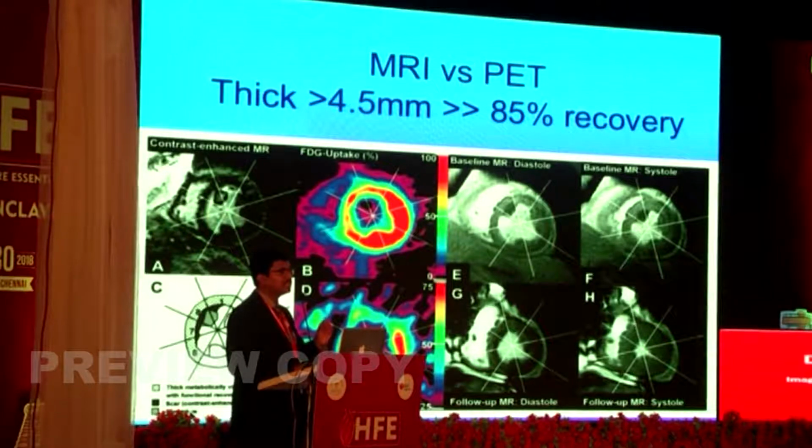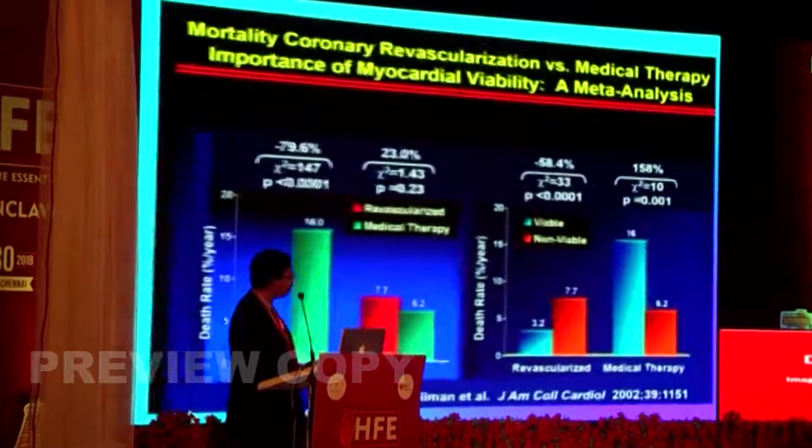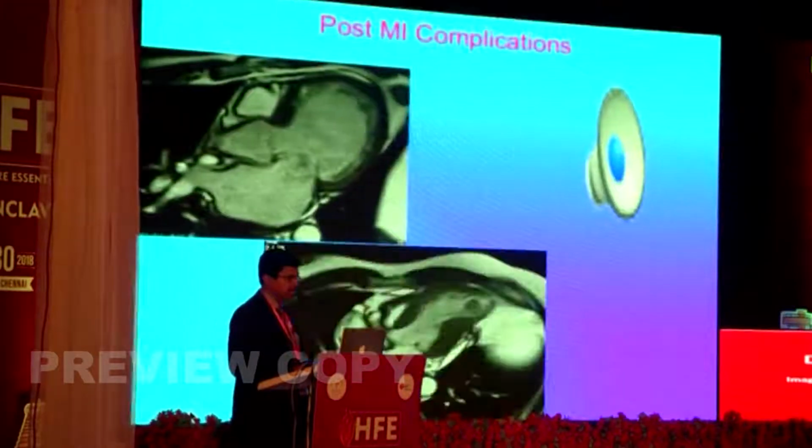So thickness and thinness is very well seen on MR. PET simply doesn't have the resolution to look at it. And we all know the importance of viability despite a couple of small studies which really didn't show much effect. But if you look at Allman's data, you can clearly see it is very important to differentiate patients with CAD and heart failure into the viable ones and the non-viable, because if you revascularize the viable patients, they do very well. The mortality is extremely low compared to those patients who are left on medical management.